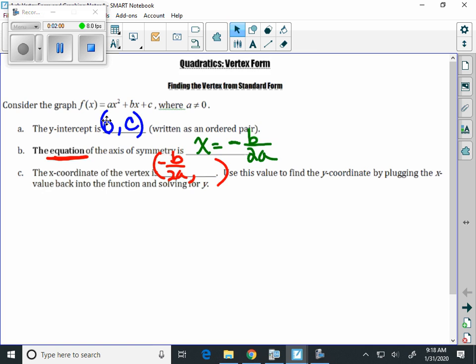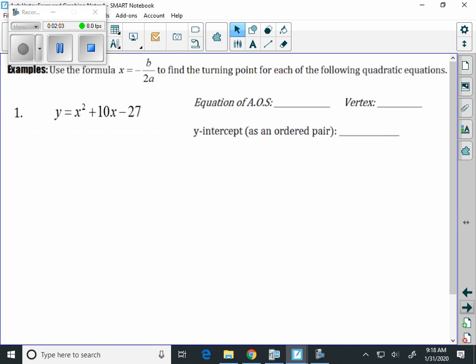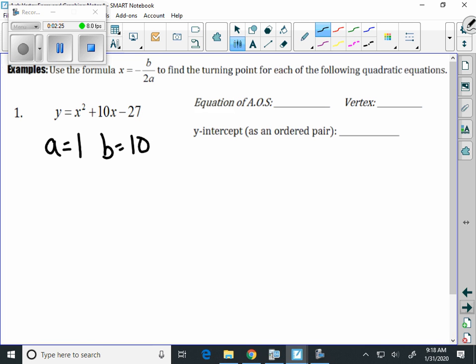As we look at an example here, it says use the formula x equals the opposite of b over 2a to find the turning point for each of the following quadratic equations. So first of all, a is 1. It's the number in front of the x squared term. b is 10, the number in front of the x. And c is negative 27. It kind of looks like we're going to be using the quadratic formula. We're not, but we want to identify those values.